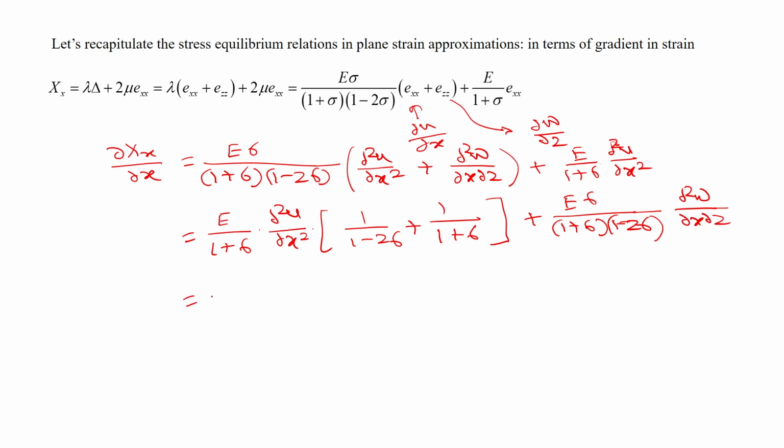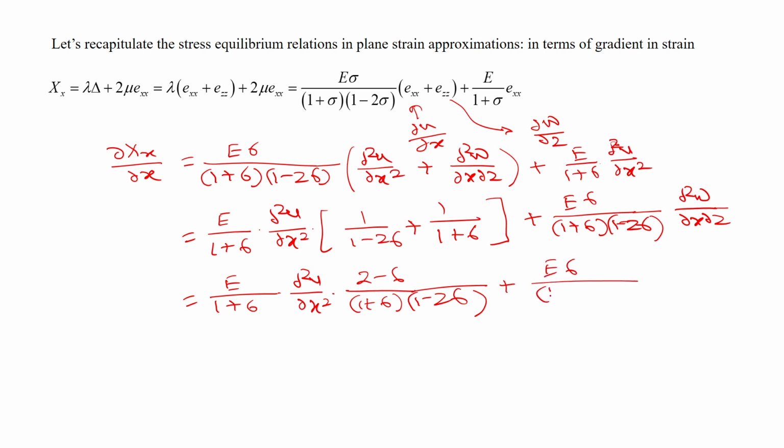Now this is equal to E by 1 plus sigma into del square u by del x square, and here it is 1 plus sigma into 1 minus 2 sigma, so it is 2 minus sigma by 1 plus sigma into 1 minus 2 sigma. Yeah, I think it is like that. Plus this quantity E sigma by 1 plus sigma into 1 minus 2 sigma into del square w by del x del z. Oh, I see. There is a sigma here which I had missed. There should be a sigma here.